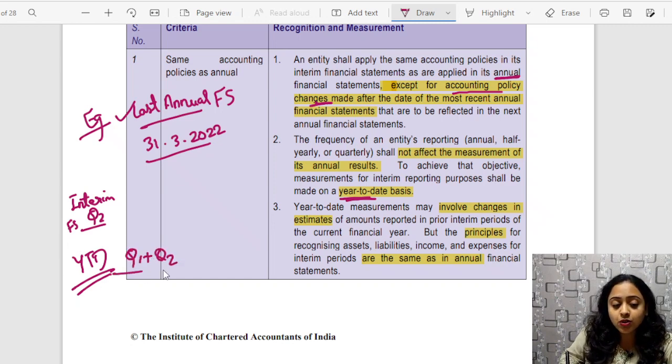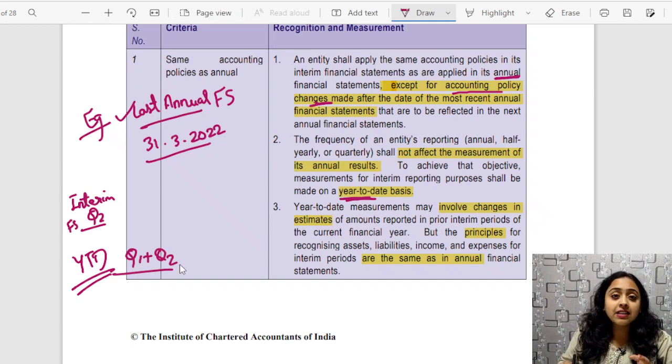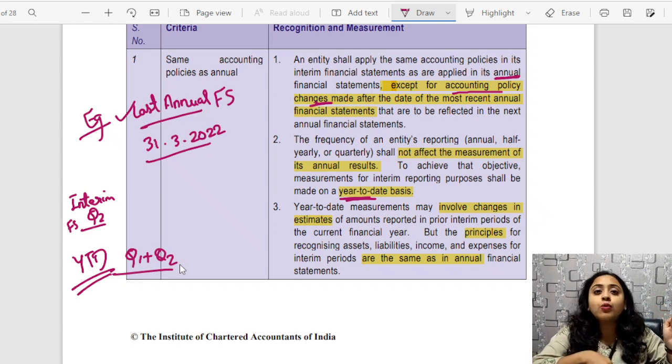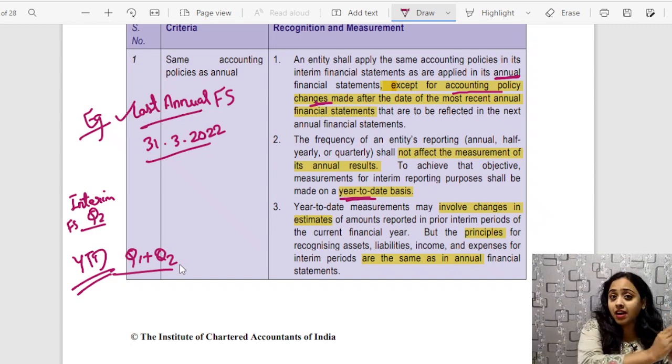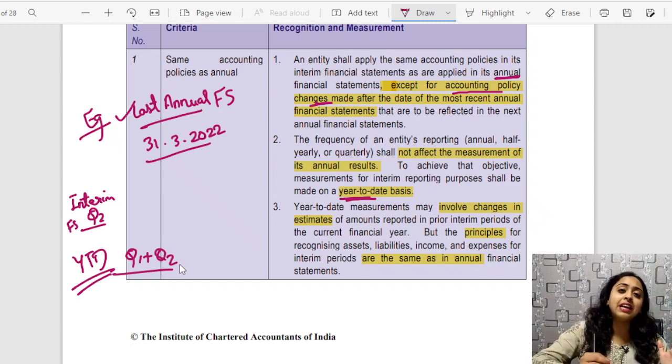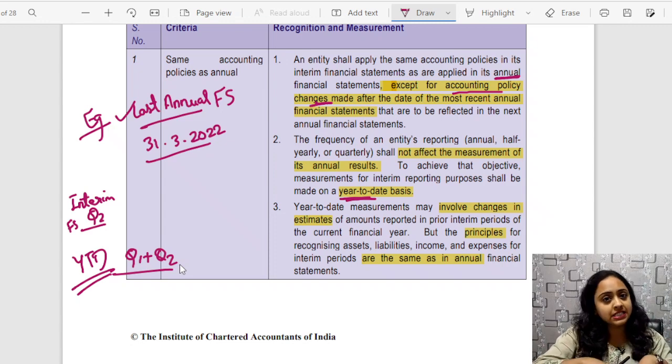I have told this concept in lecture number 7 as well while I was explaining the concept. So quarter number 1 plus quarter number 2 is year to date, from the beginning of the financial year till the quarter end for which you are presenting the reports. This is known as year to date. So the policy change is compared from the last annual financial statement that you presented, and what change has been brought in for the accounting policy. If there is any change, then only you will be applying the new accounting policy to the interim financial statements. You will be providing it as a note as well.